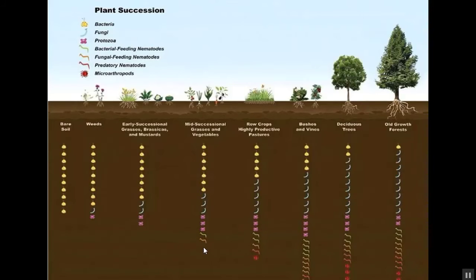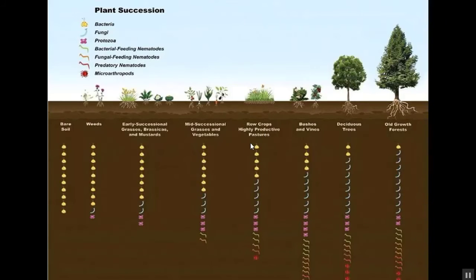And now we're starting to get, when we get into our mid-successional vegetables and foods that we're consuming and our herbs, some bacterial and fungal feeding nematodes. So when we do a soil sample now, we're seeing fewer bacteria, more fungi, some protozoa, and bacterial and fungal feeding nematodes. Now we're getting into our row crops and all, our corn, our wheat, all of our grasslands, the higher protein levels that we want to feed to animals, or we talk about feeding to the population as well.